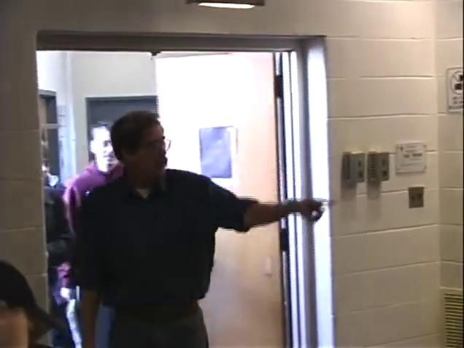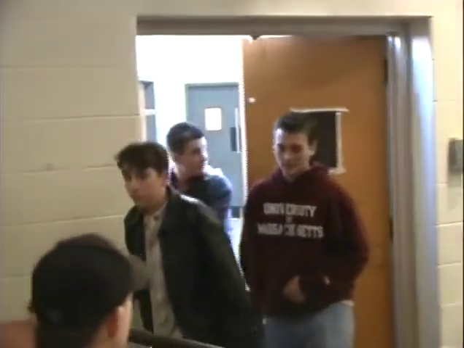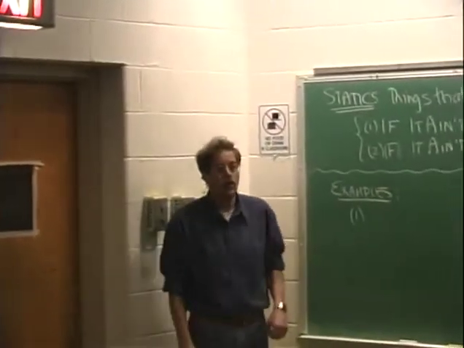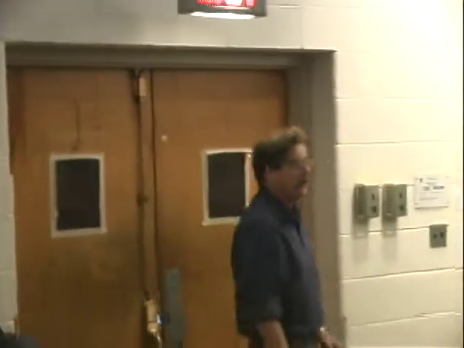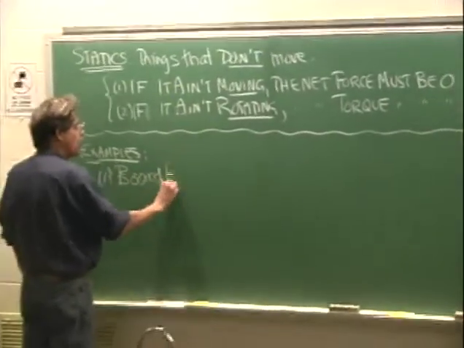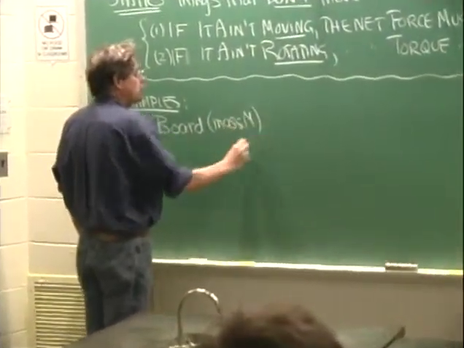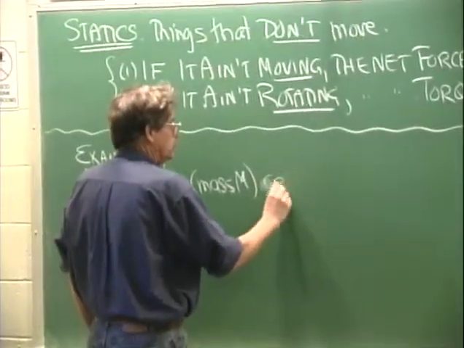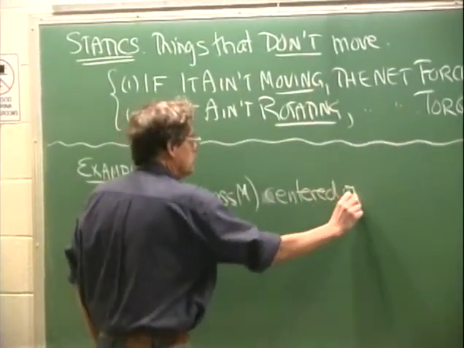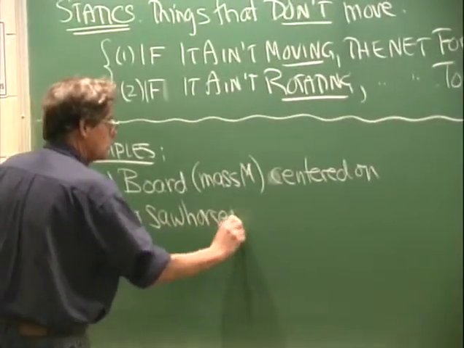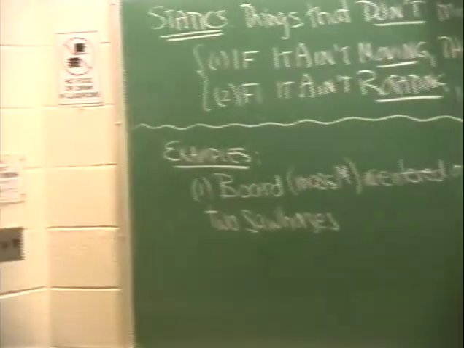Number one, a device you see in front of you. A board balanced on two sawhorses. I'm using bricks on a table to masquerade for sawhorses. The board has mass capital M, and it's centered on the two sawhorses. And they are a distance, what would you say? D. Looks like about a distance D apart.